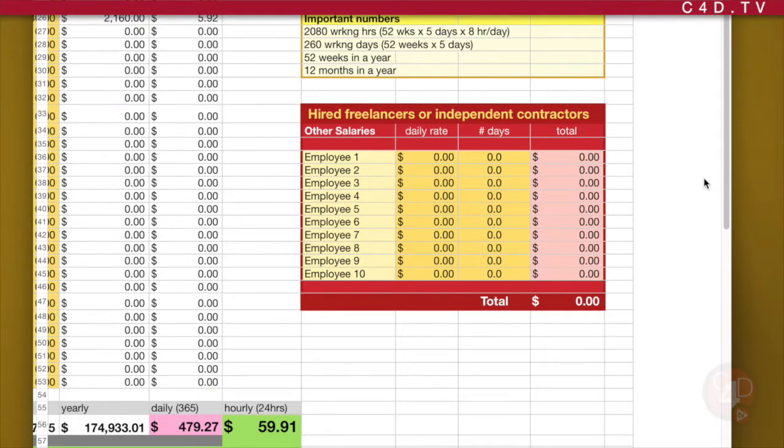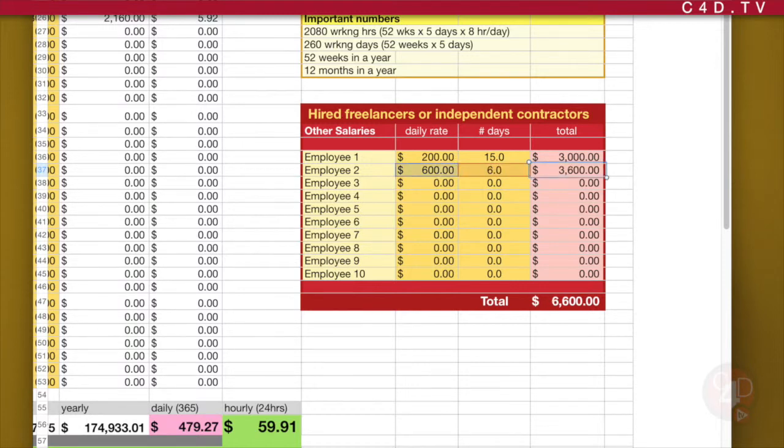But if you have other employees, for example, you hire a secretary, that would be employee number one. What is the daily rate of that secretary? Maybe it's $200 a day. Maybe that person is working for those 15 days, so we can put 15 days. Now let's say I hire a freelancer that is a 3D animator, and the daily rate is $600 a day. I'm going to have him or her work for, let's say, 6 days.